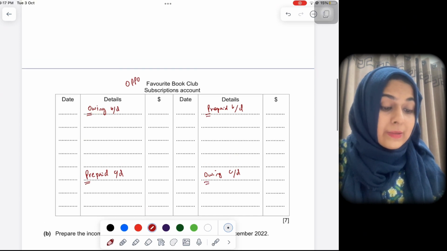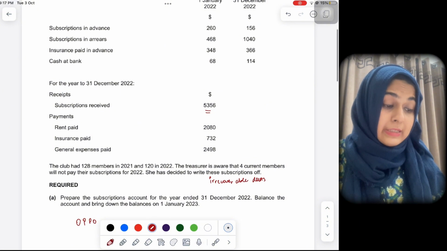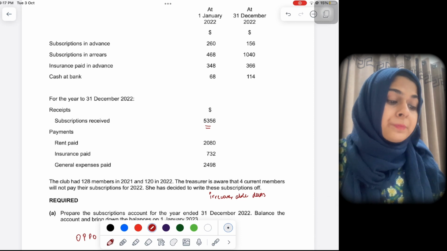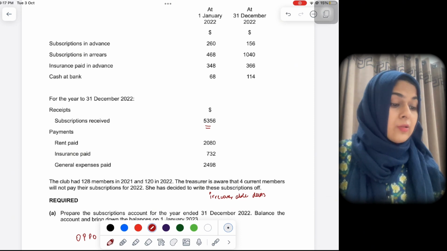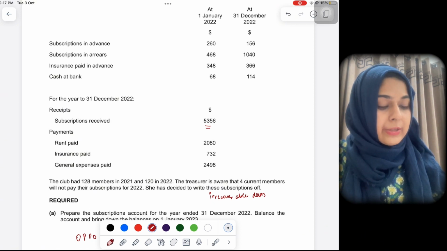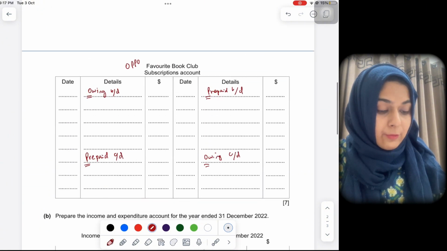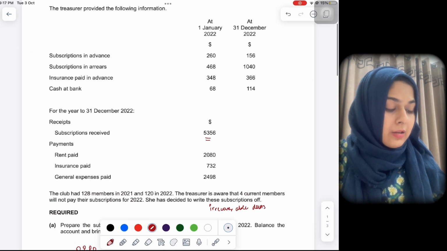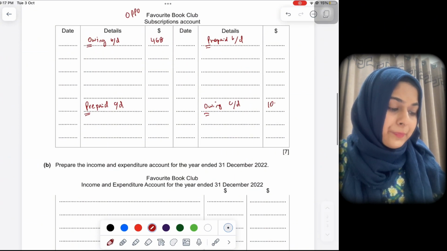Then they are saying subscription in arrears, owing brought down is 468, owing carried down is 1040. How do I know owing brought down? Because brought down is always on the first day of the year. Carried down is always on the last day of the year. So here first day is 1st January 2022. So the brought down here is 468, and the carried down here is 1040. So that is owing carried down 1040.